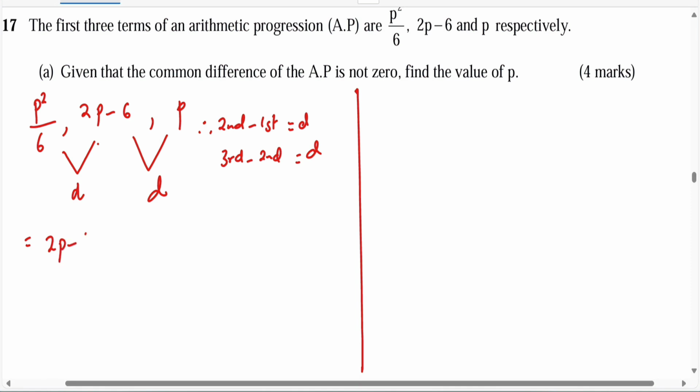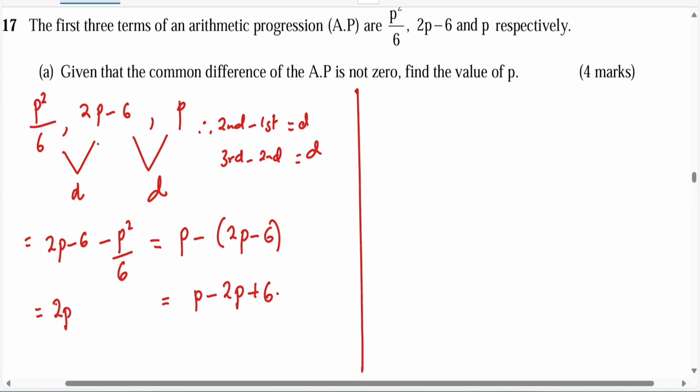The second ni 2p minus 6 minus, si lazima weke bracket hapa, hata maana ukifungua bado itakuwa hivi, minus p squared over 6 is equal to the third minus the second. P minus, sasa hapo wafa uandike bracket kwa sababu kuna vitu viwili, minus into bracket 2p minus 6. So hapa itakuwa p, ukifungua the bracket itakuwa p minus 2p plus 6. Na hapa itakuwa 2p minus 6 minus p squared over 6.